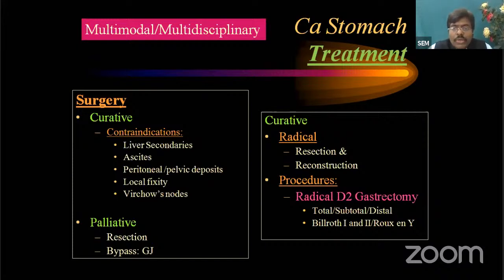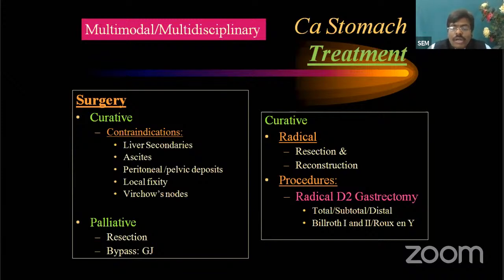So when you do a curative treatment for CA stomach, what we do for all cancer is always radically remove that organ. What do you mean by radical surgery, everybody? It is en bloc. We take the tumor along with the draining lymph nodes, like a radical mastectomy. Like that, here also we take the organ along with the draining lymph nodes.